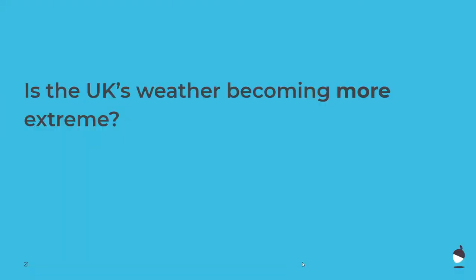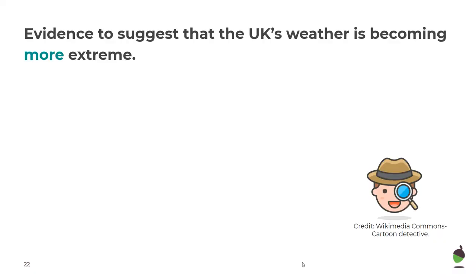So now that we've considered different types of extreme weather events in the UK, so looking at some examples, and we've thought about the social and economic effects that extreme weather could have in the UK, let's consider this question. Is the UK's weather becoming more extreme, so more unusual, more unseasonal, and perhaps more severe? So what evidence do we have to suggest that the UK's weather is becoming more extreme? I'm going to present 5 different ideas to you.